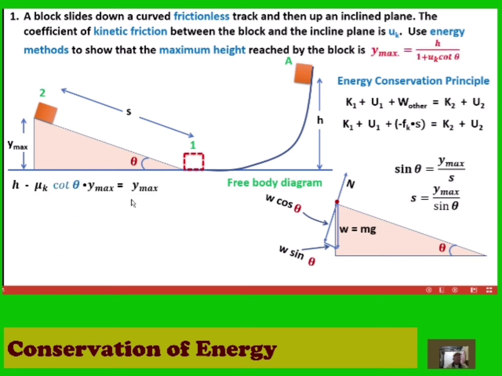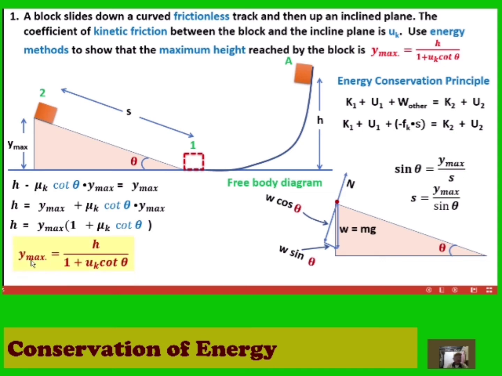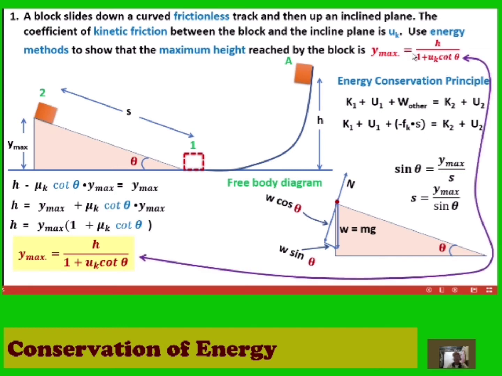Transfer this term to the right, negative becomes positive, and y maximum is common in each of the terms. Factor out y max. Then solving for the maximum value of y from this equation, the maximum value of y is equal to h over 1 plus mu sub k times cotangent theta, which is equal to the given equation.